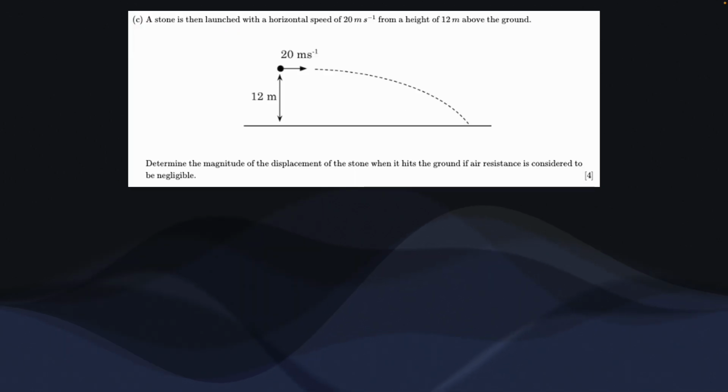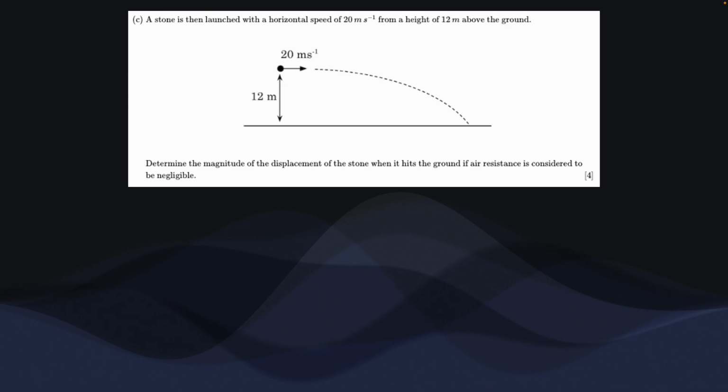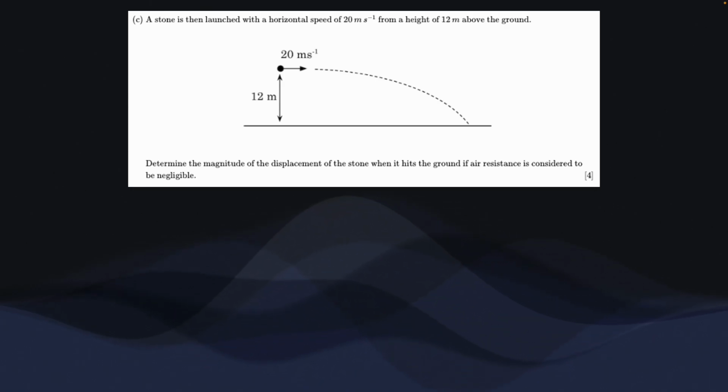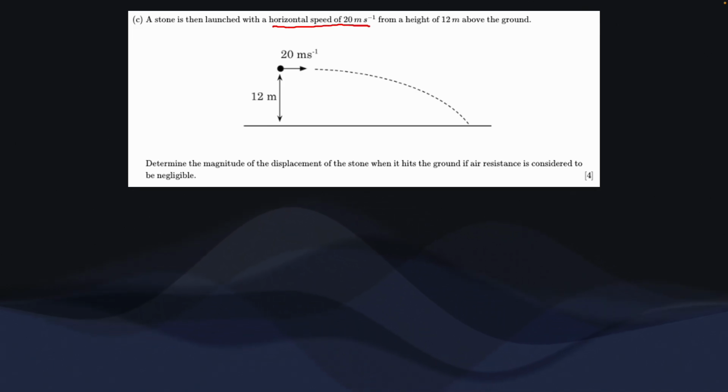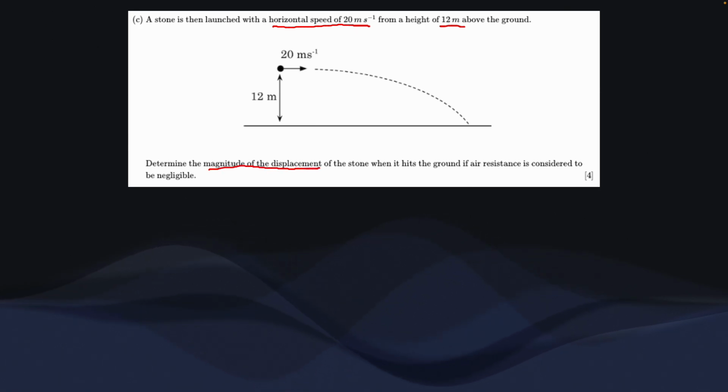Now, finally, this is a 4-marker, and you'll see 4 marks, it might look intimidating, but really it's just a little bit long, and it's not actually that hard. Because what's really important, first of all, find what they're giving you. So, a stone is then launched with a horizontal speed of 20 meters per second from a height of 12 meters above the ground. Determine the magnitude of the displacement of the stone when it hits the ground if air resistance is considered to be negligible.